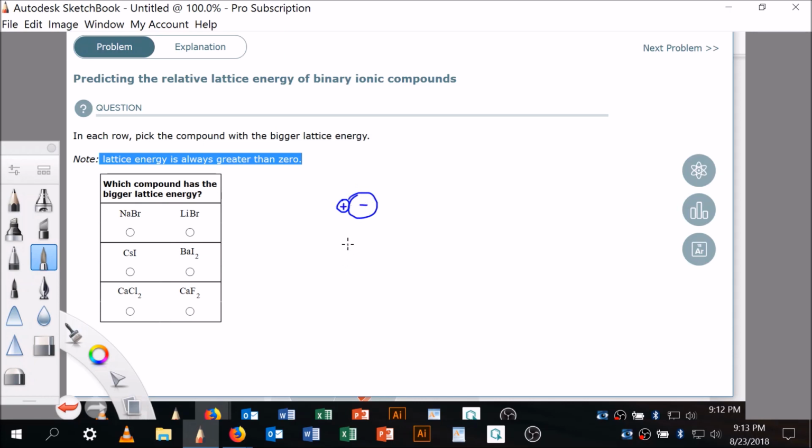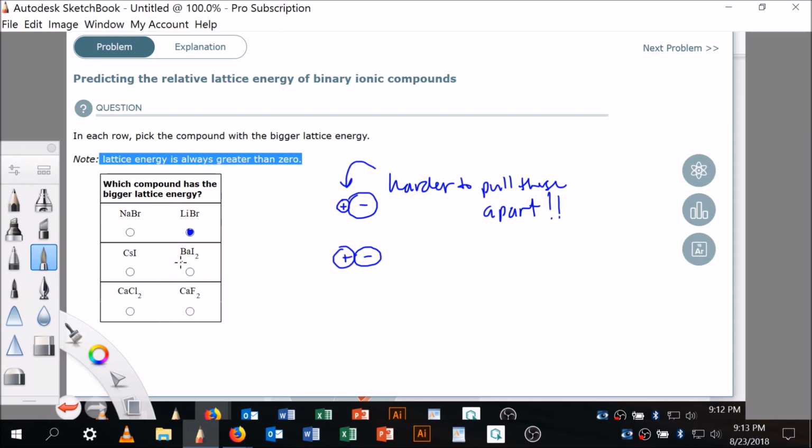Lithium is small, bromide is big, and then it's sodium and bromide, right? And so which of these two is closer? Which is closer? Which is more tightly held? That one is closer, right? Because we're talking about the centers of mass. So the center of mass of this small guy is closer to the center of the big guy than these two, right, in comparison. So consequently, it's going to be harder to pull these apart. All right, therefore, that's got the higher lattice energy.